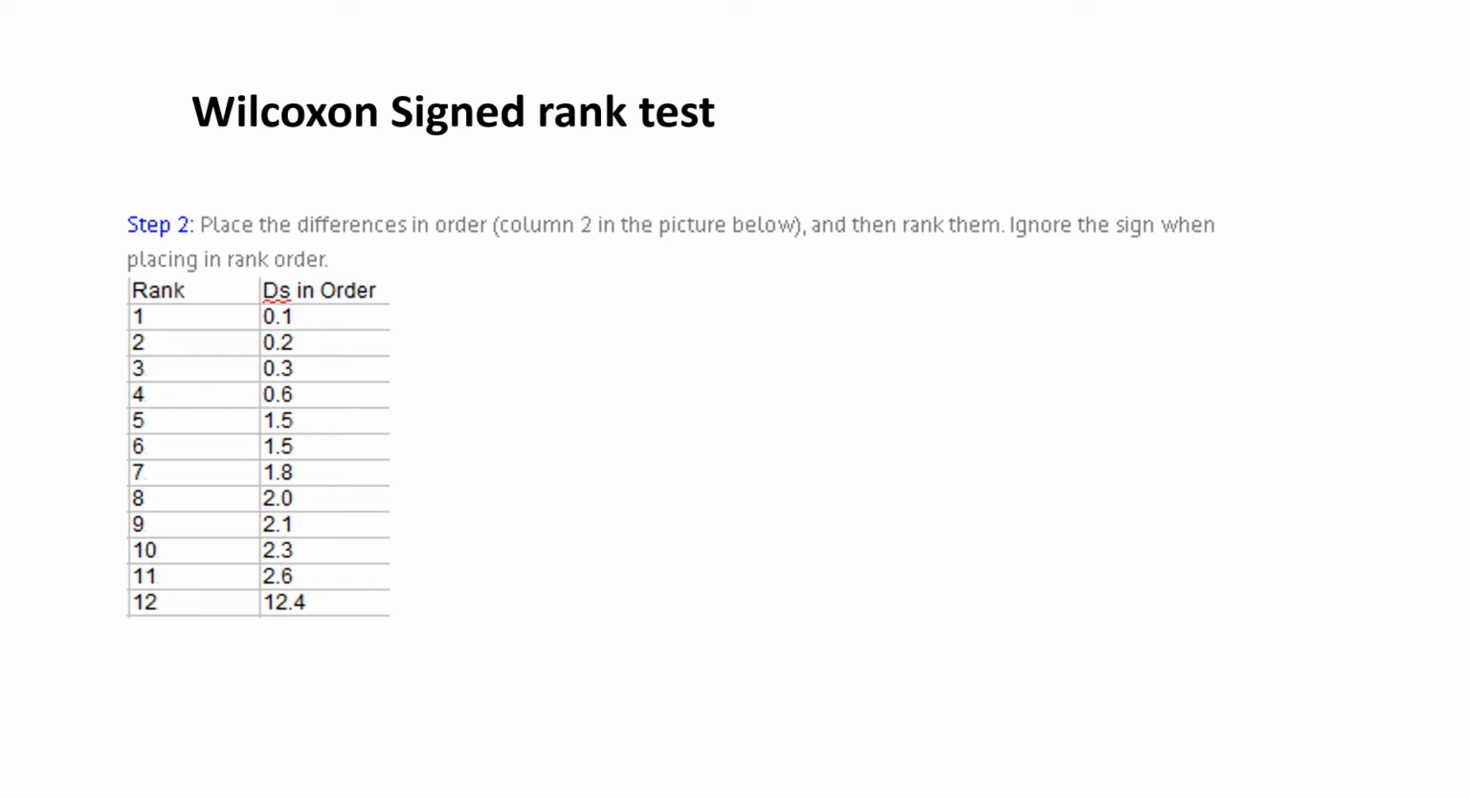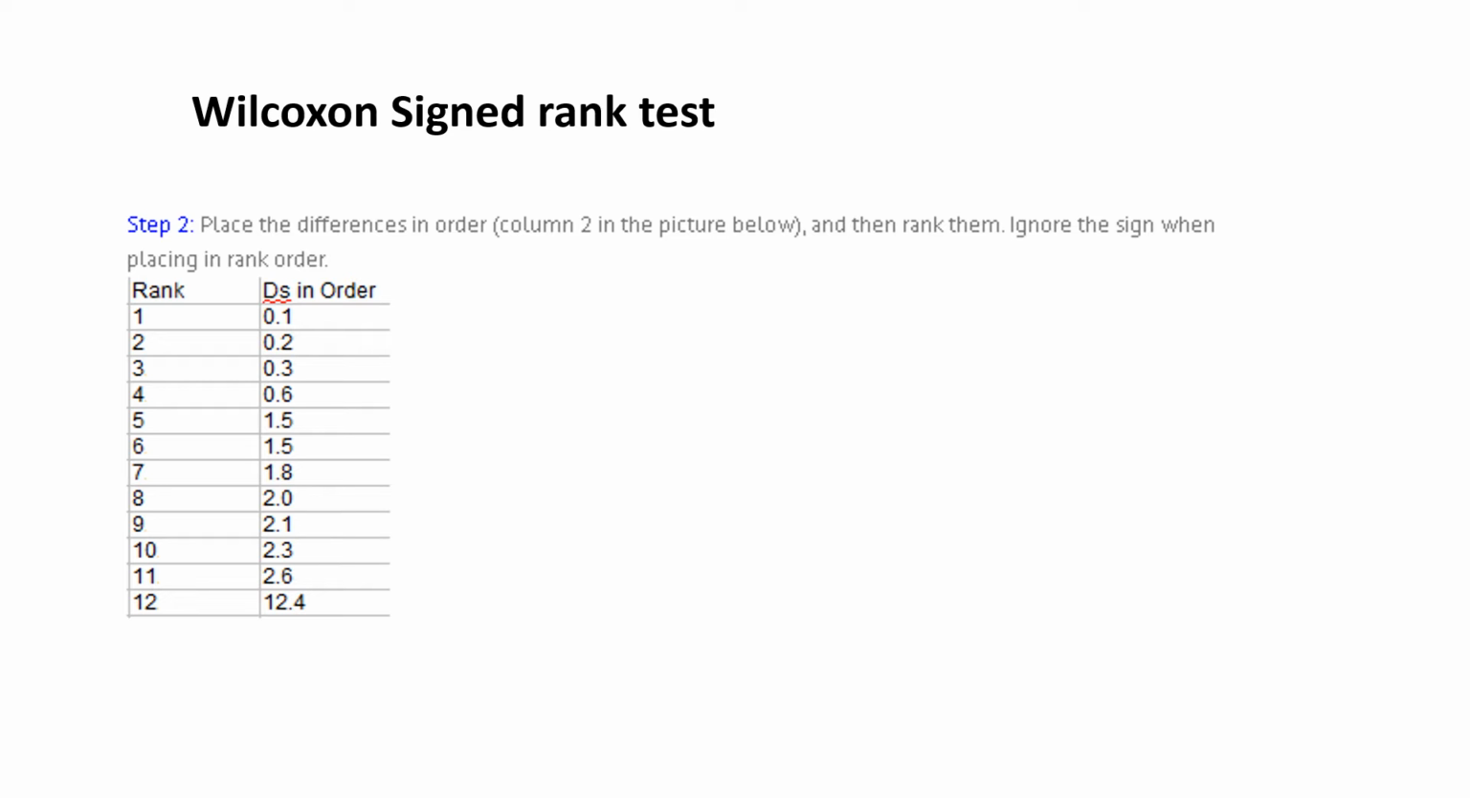Now place the differences in order. You arrange the differences in order, the lowest on top and the highest difference at the bottom. So the lowest difference was 0.1 and the highest difference was 12.4. So you have to arrange the differences in order. Then you give the ranking 1, 2, 3, 4 like that. When you arrange the differences in order, please ignore the sign.